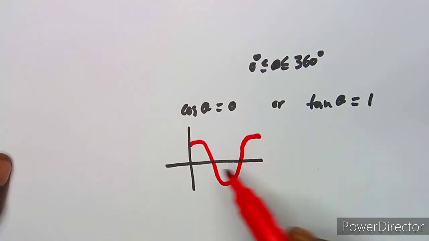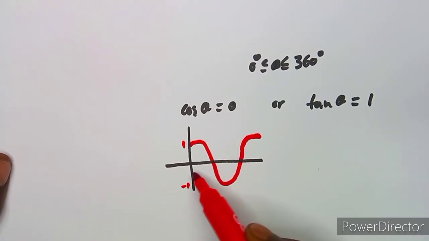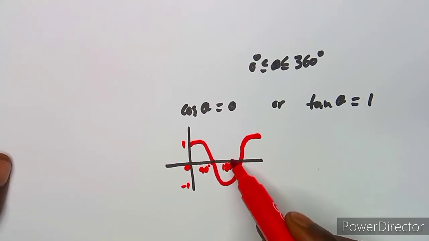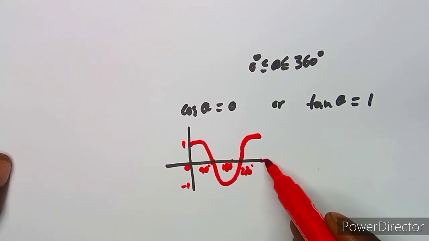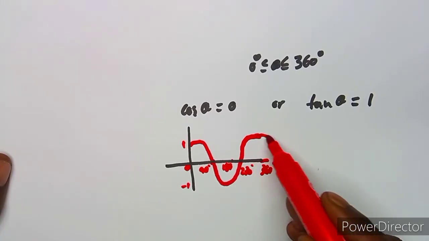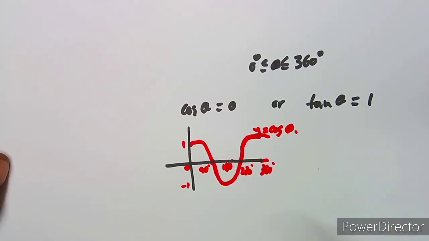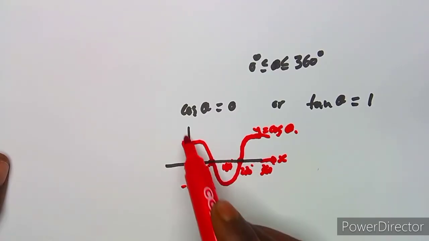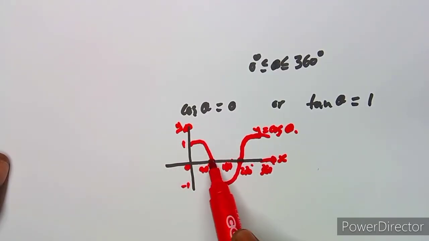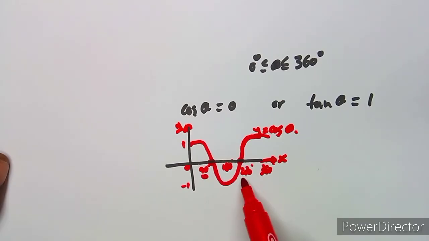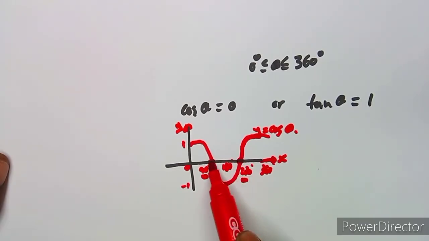That is the trig for cos, where this is 1, this is -1 and this is 0 there. We have 90, 180 there, 270 here, and this is 360 degrees at this point. So as we can see from the graph of y equals cos theta, cos is equal to 0 at these 2 points, at 90 degrees and at 270 degrees.